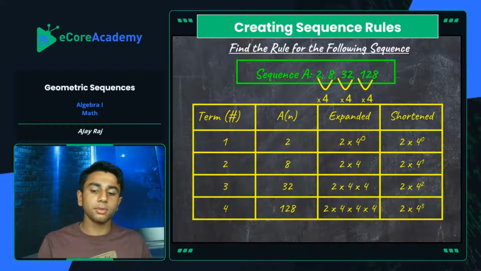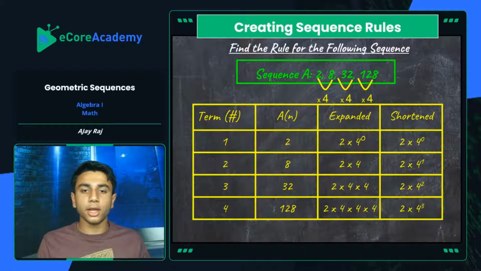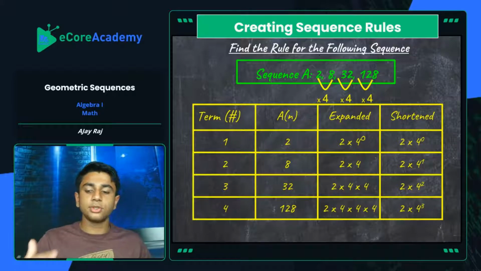Then, of course, we have our fourth term, 128, and then you just add another multiplier of 4, your common ratio. So 2 times 4 times 4 times 4, that's 2 times 4 to the third. That's how you get 128.